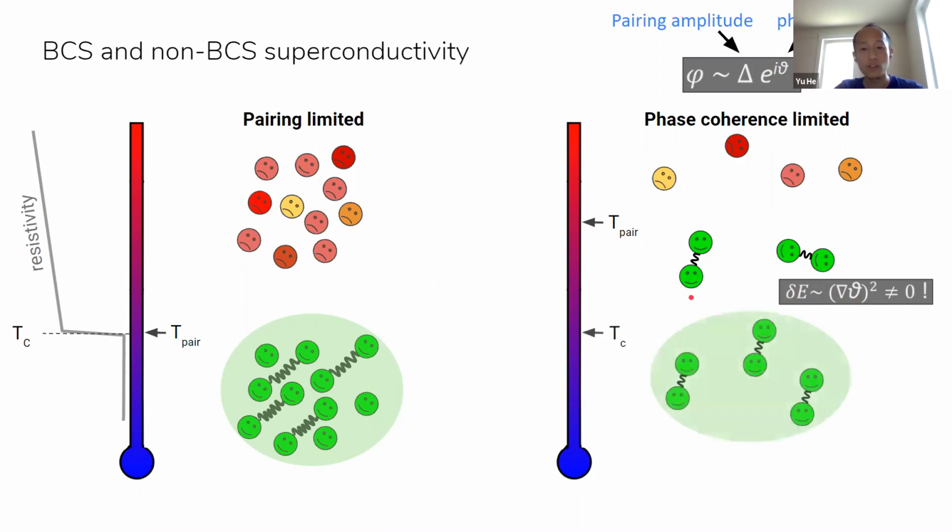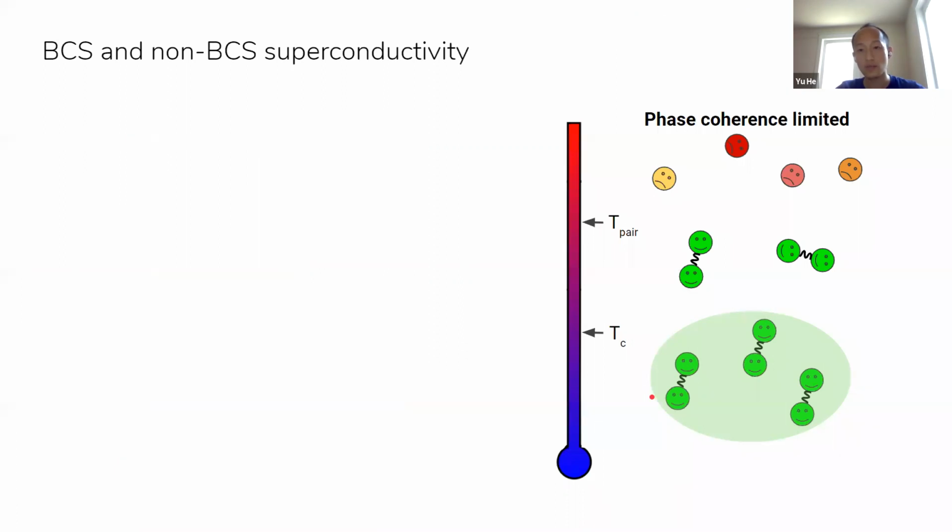And only when you further cool down, the system will develop a global phase coherence between the electrons. In this case, the zero resistivity state is reached, and we get a bulk superconductor. So the second case, the phase coherence limited case, is rather non-BCS.